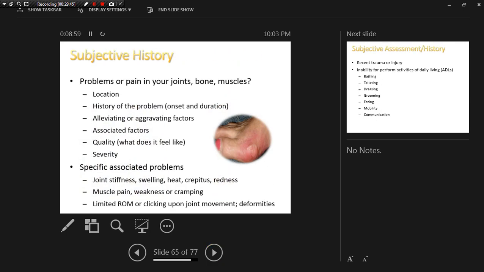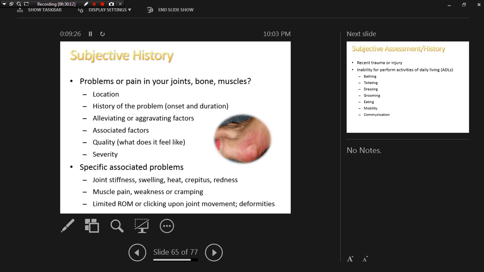So when we're talking about a subjective history on these patients, we're thinking about pain, right? Where is it? What is the history of the problem? Discomfort, when did it start? How long has it been going on? And so we do a full PQRST based on any kind of subjective complaints a patient might have with their joints, bone, or muscles. And most often you're going to think, okay, pain, right?